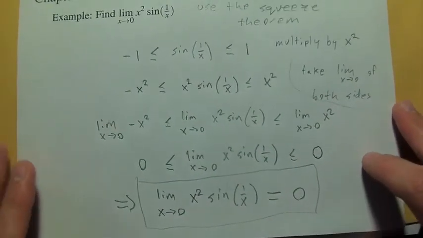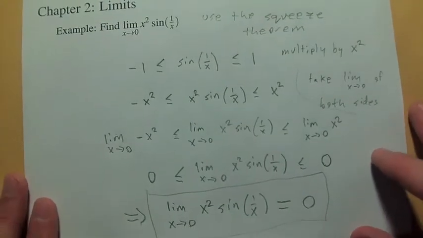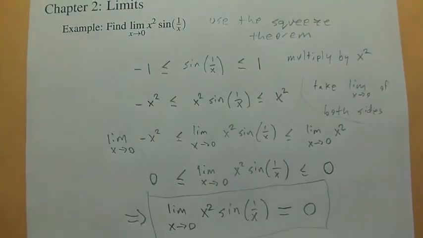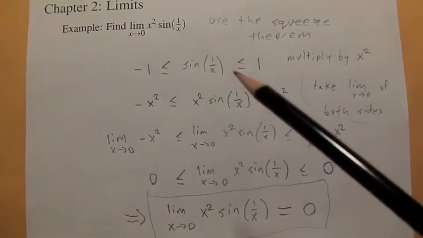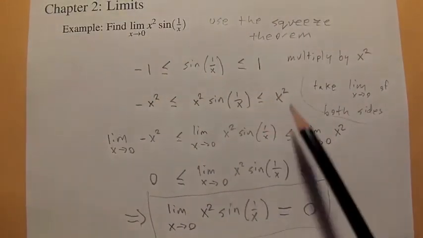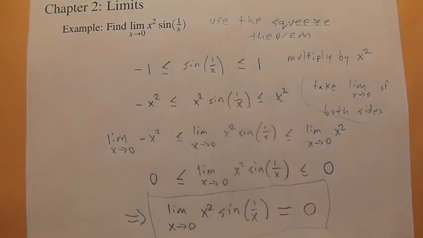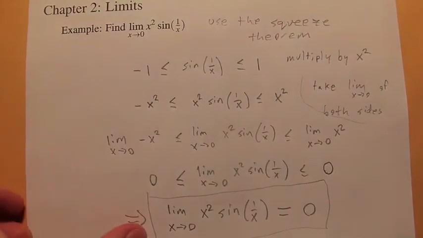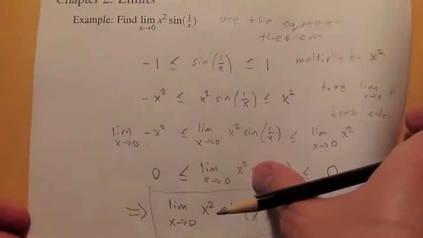So that is essentially how you use the squeeze theorem. Either you're given the functions that you know are trapped, or you find them, and typically they'll be trig functions, so you can start with negative 1 and 1, for example. Okay.